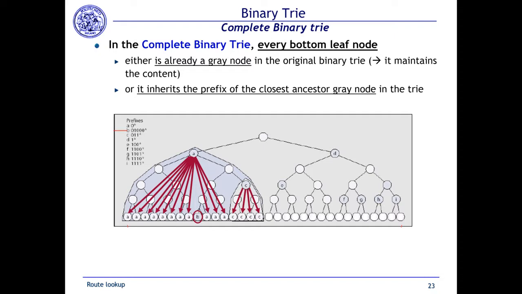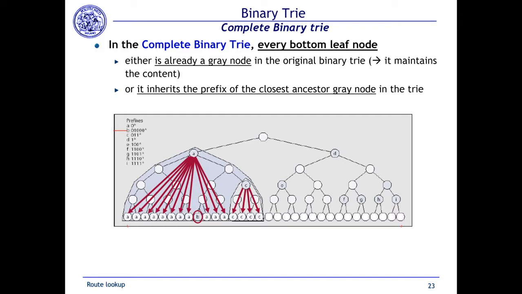So we have to project these gray nodes into the bottom level, and the rule is that a node in the bottom level will inherit the prefix of the closest gray ancestor. So for example, the node that is here has the closest gray ancestor, which is C. So we can write the content of C in the bottom layer. A node that is here, if you follow the path up towards the root, you will find that the closest gray ancestor is A. So the node that is here will inherit the content of A. Okay.